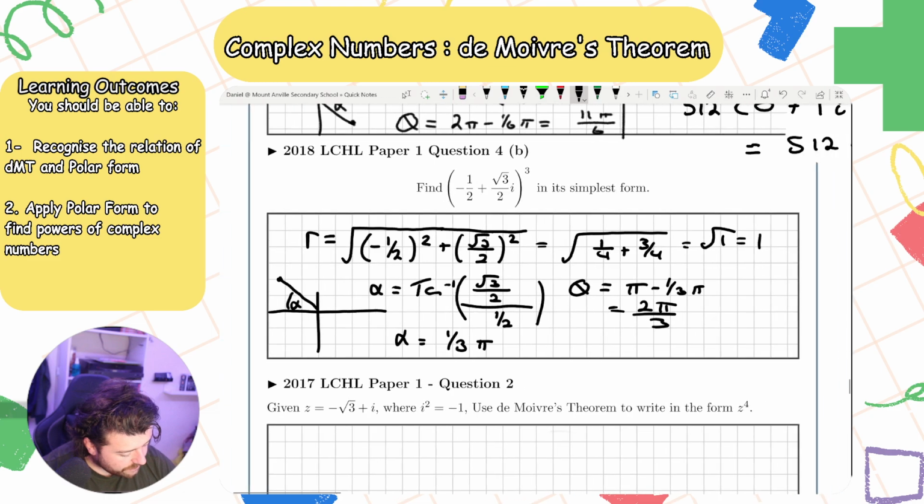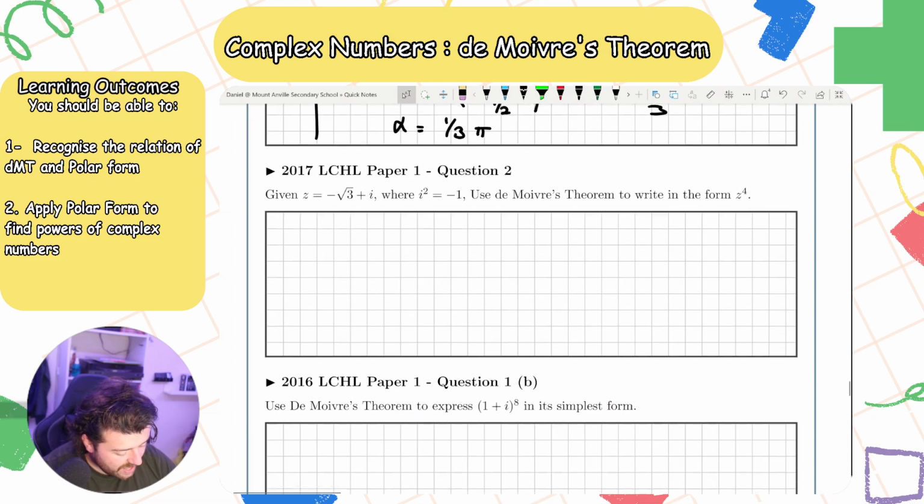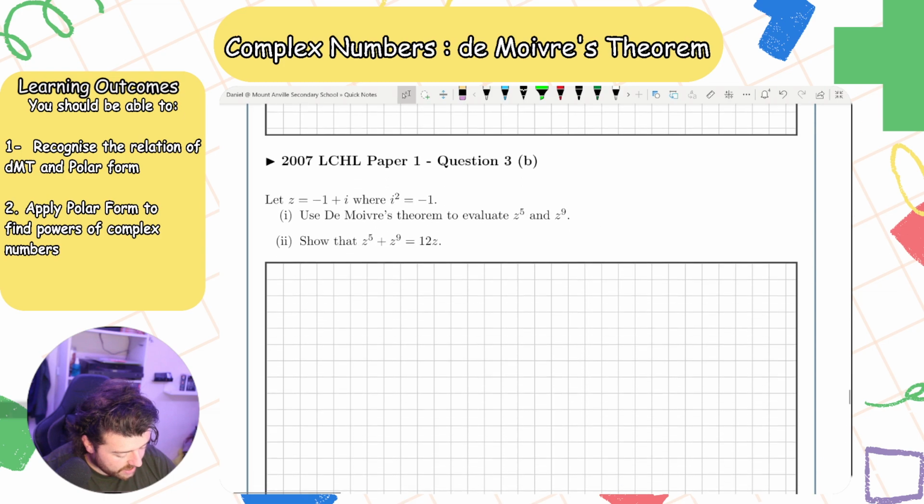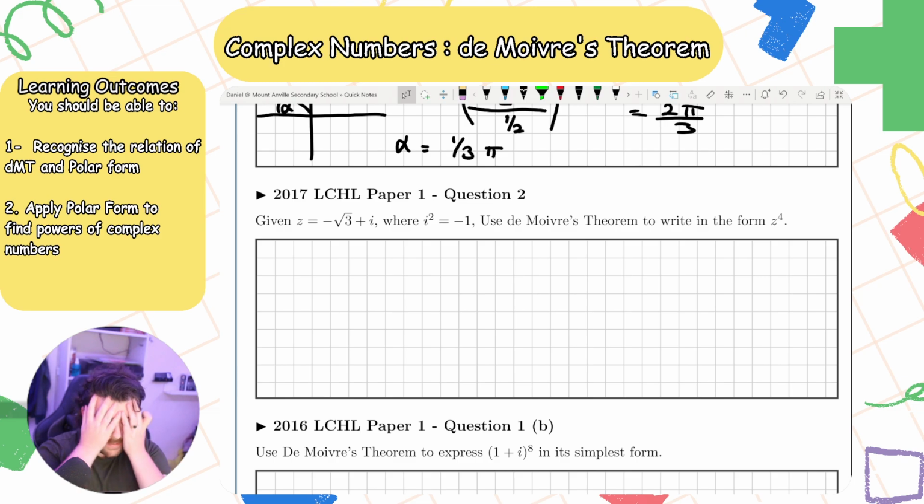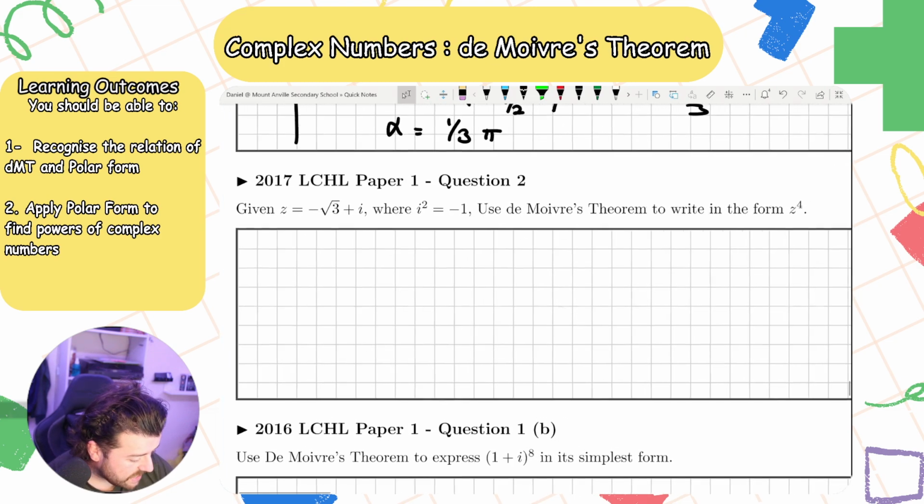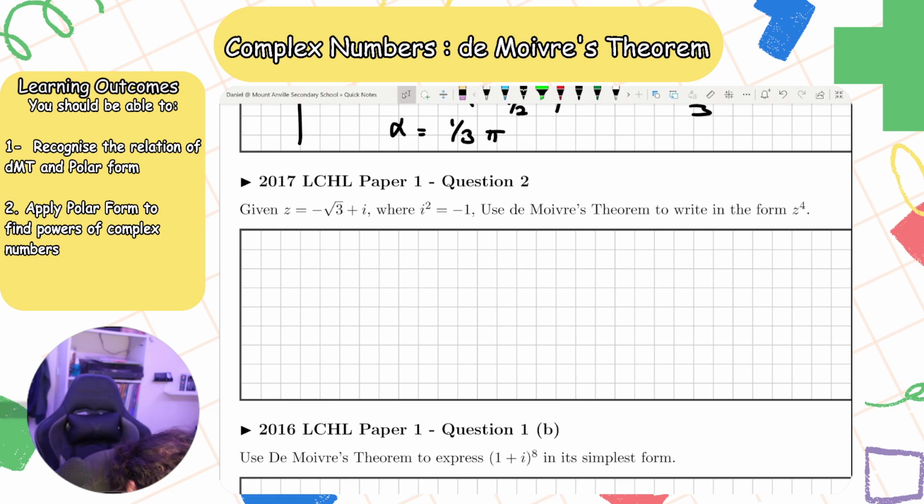Right? Simplified, it's 1. Let's try this one now. This is from 2017, so as you see, it comes up all the time. Given z is equal to minus root 3 plus i, use the Moivre theorem to write z to the power of 4.